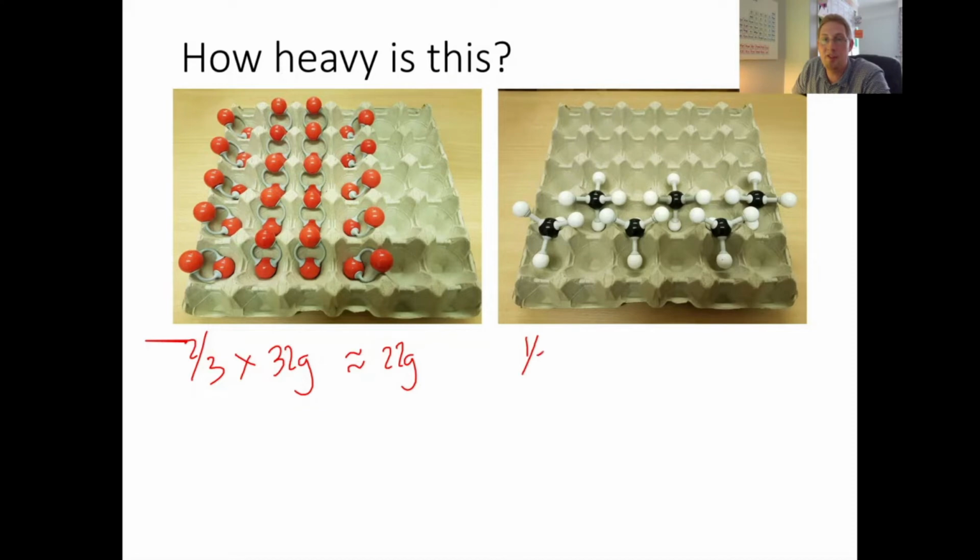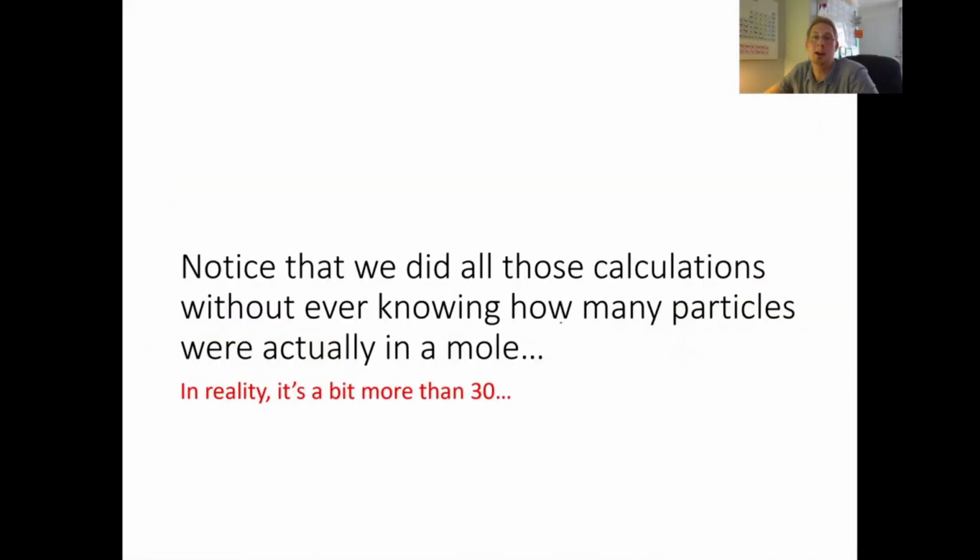Here we've got 1/5 of a mole. We've got one row out of 5 full. If it was full, it would weigh 16 grams. So 1/5 of 16 grams is going to be around 3 grams. And notice that we did all of those calculations, every calculation about moles and mass, without ever knowing how many particles were in a mole.